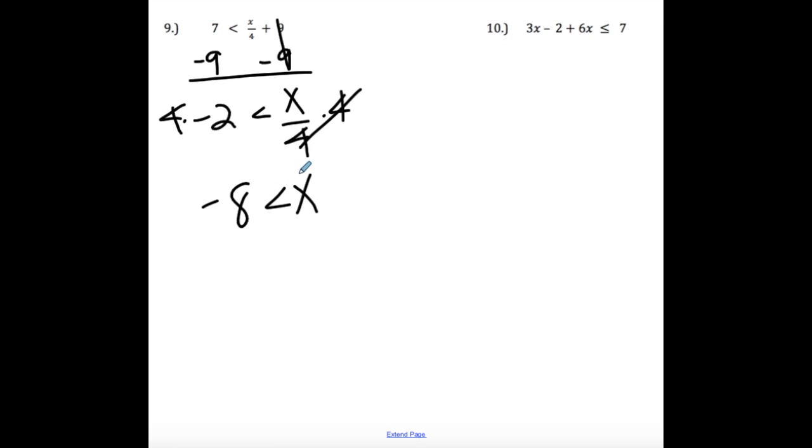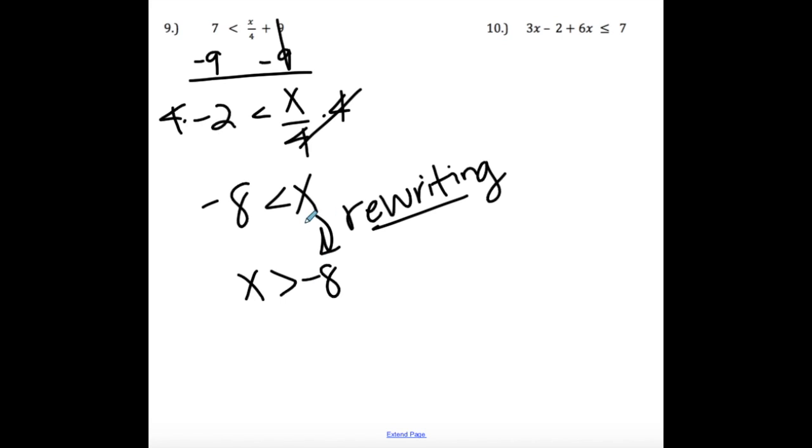And now when we have inequalities, we need to be conscientious of rewriting so that the x is on the left side. So I'm going to rewrite this so that the x is on the opposite side. I need to pay attention. When I read this backwards, it says x is bigger than -8. So I need to write that just as so: x is greater than -8. So this is rewriting, that is not flipping the sign.